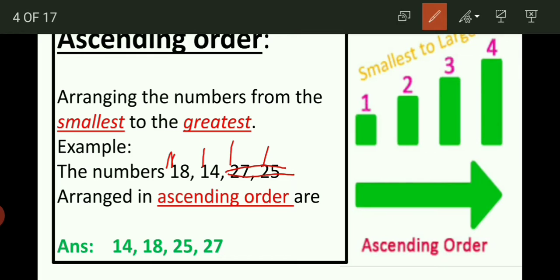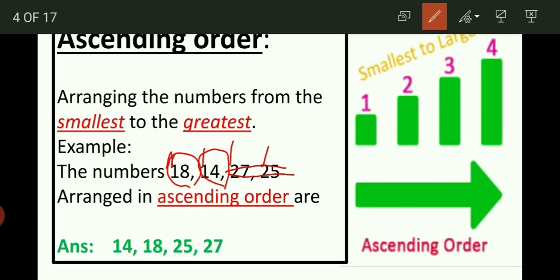We have to search within these 2 numbers because they have the same value in the tens place, that is 1 and 1. So what do we have to do? We have to search for the smallest number over here. Because they have the same number in the tens place, now we have to check the ones place value. Which number will be the smaller in these 2 numbers? The one with the smaller ones place value will be the smallest in this set of numbers.